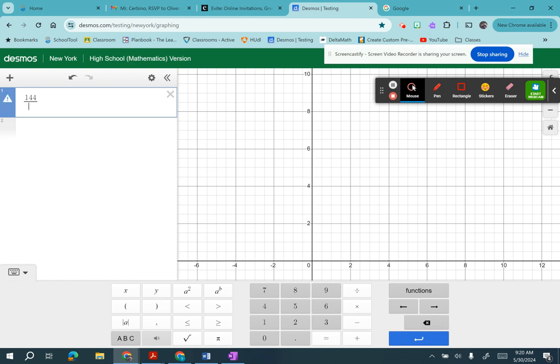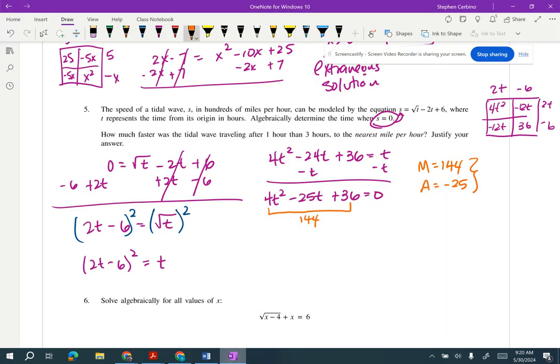So we could divide it by 3. 3 and 48 don't work. We could divide it by 4. 36, that doesn't work. We could divide by 6. That doesn't work. That's going to add up to make 30. We could divide it by 9. That works. 9 and 16 add to make 25. So we're going to use negative 9 and negative 16.